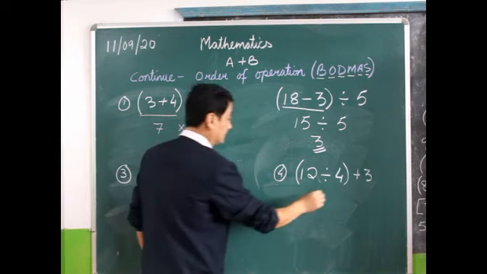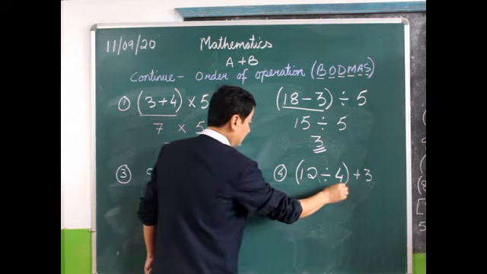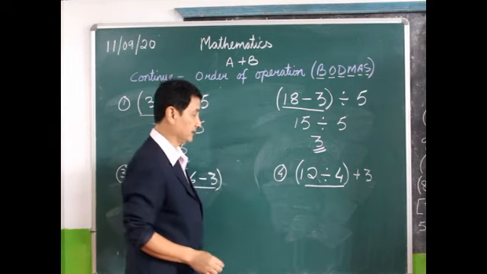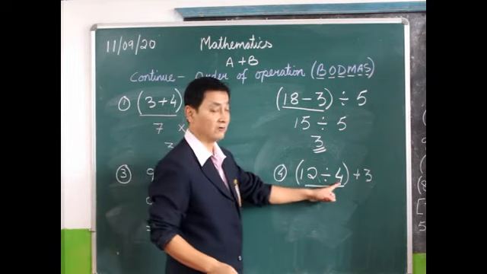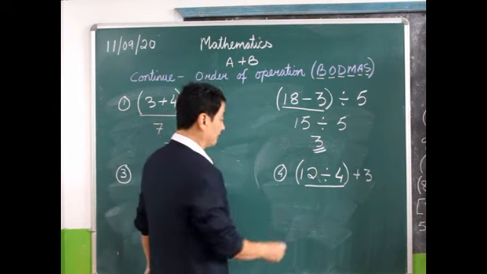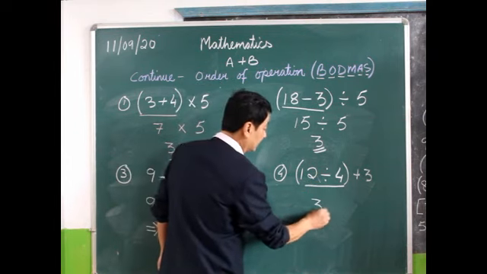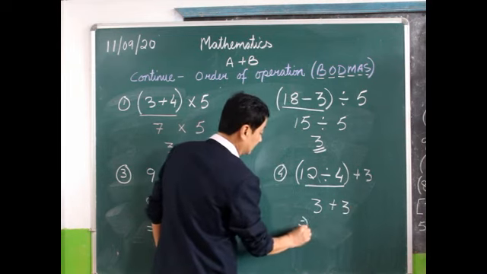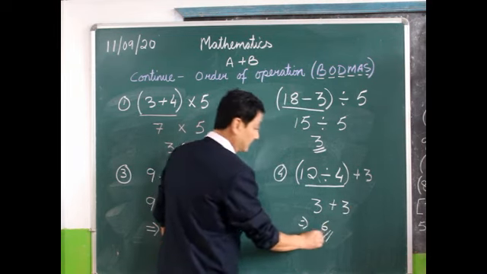So let's underline this, because when we underline, it tells us that we must do this first. Okay? So 12 divided by 4. 4 goes in 12 how many times? 4 threes are 12. 3 plus 3, how much? 6. So easy, no?